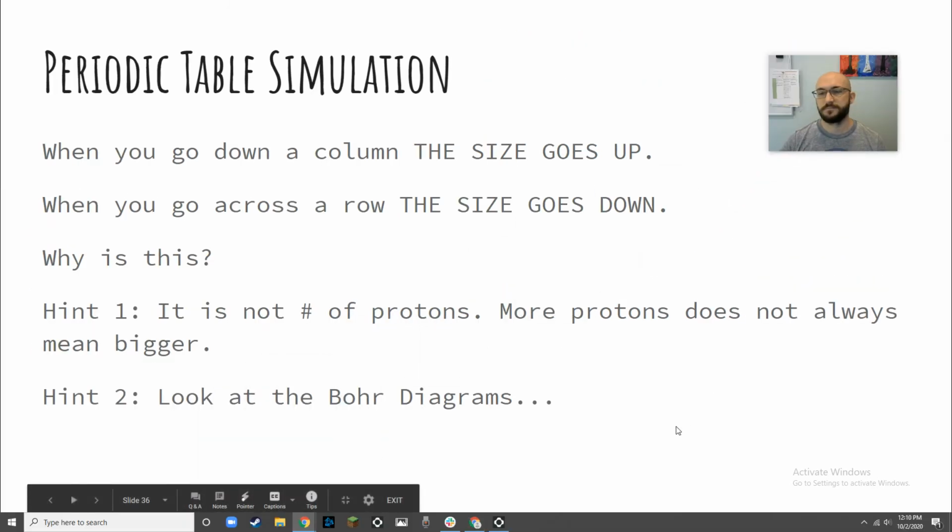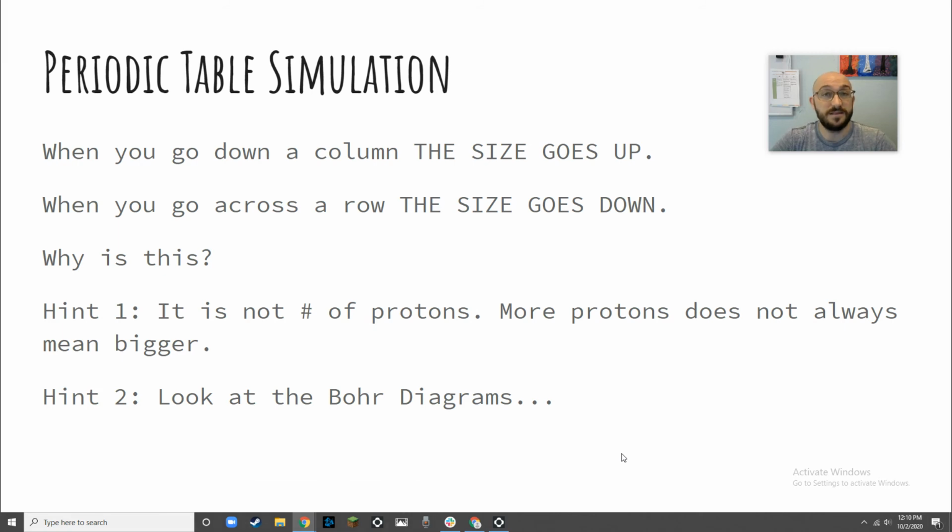All right. Jumping now to the homework from a few nights ago. If you have not done the simulation, you really need to do it. You need to get a picture of it to put in your report to get credit for it. But here is the conclusion. What you should find is that as you go down a column, the atoms get bigger, but as you go across a row, the atoms get smaller.